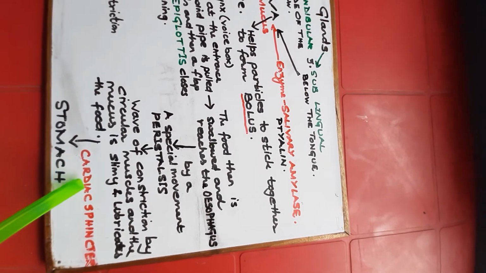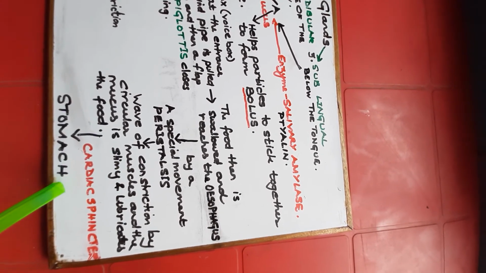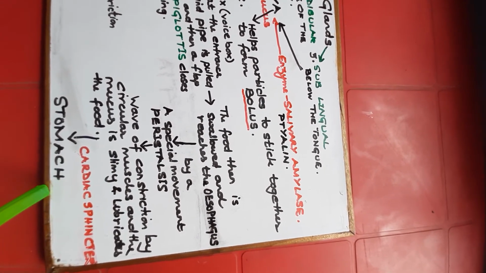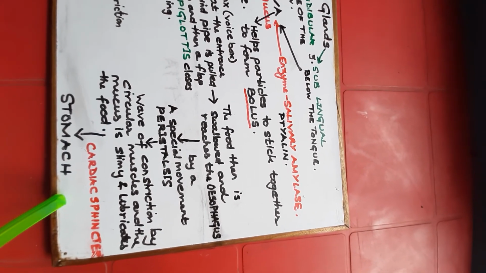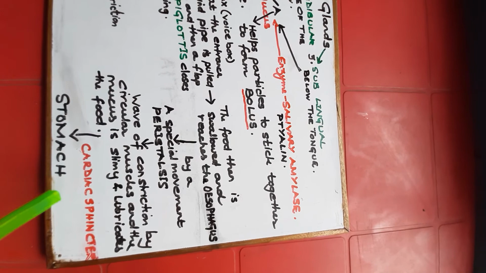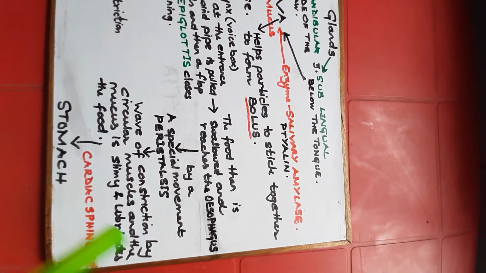So the cardiac sphincter is at the front of the stomach. It allows the bolus to enter the stomach, but then it will not let it go back. It prevents the regurgitation, which means it won't let it go backwards.